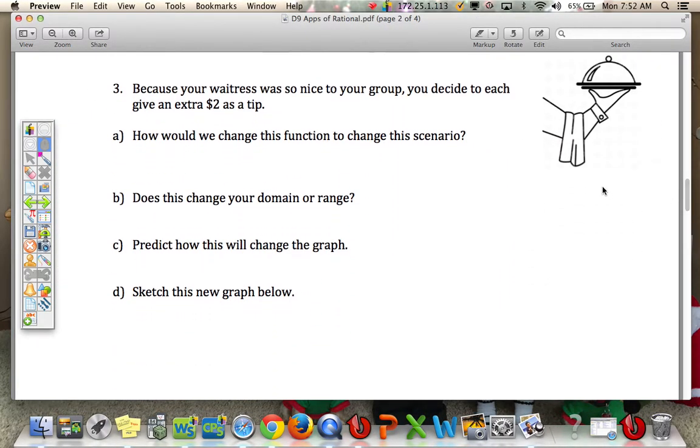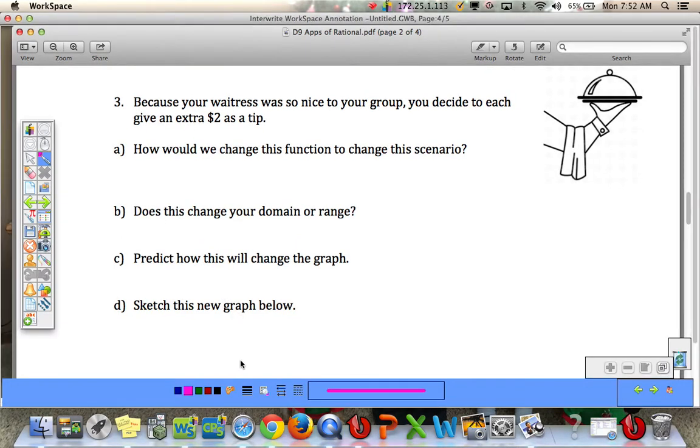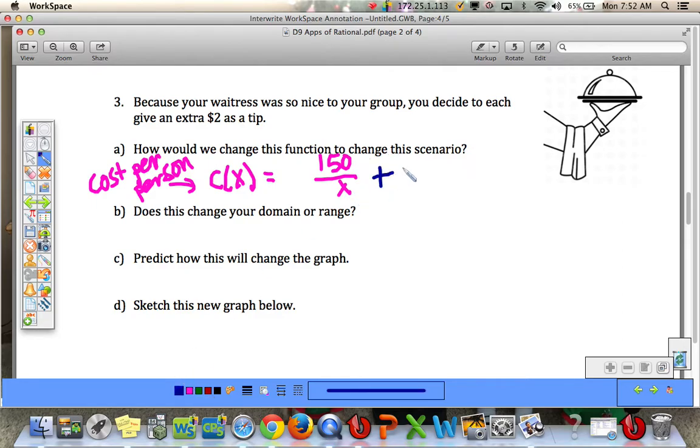Because your waitress was so nice to the group, you decided to each give an extra $2 tip. How would we change this function to reflect the scenario? We would say c of x equals 150 over x, and each of you are paying $2 more. So if this is the cost per person, it'd be whatever 150 divided by x is, but then plus 2. So we know that this moves the graph up 2.